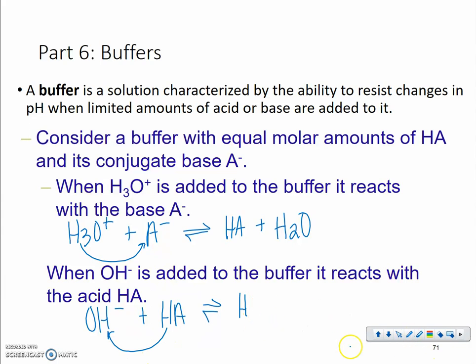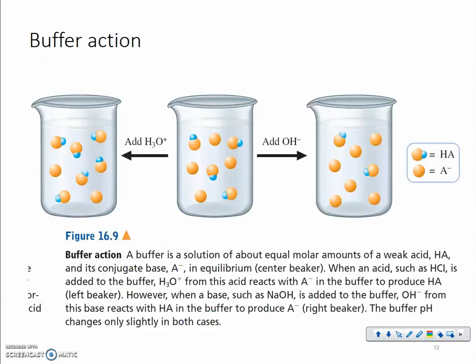So buffers are always going to form water. So you're going to pretty much form water, which is going to neutralize it, and then you're just going to regenerate part of the buffer that's already there. So in the first example, you create more HA, which is already part of the buffer, or your base produces OH minus, which is also part of the buffer. So no matter what you throw at it, it can neutralize it.